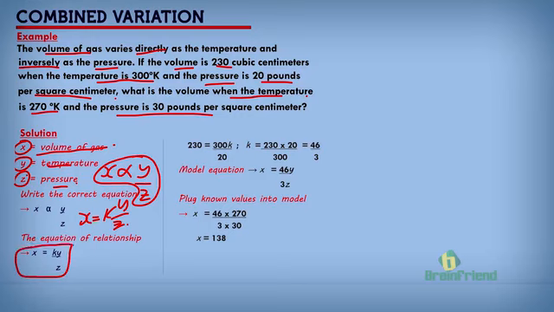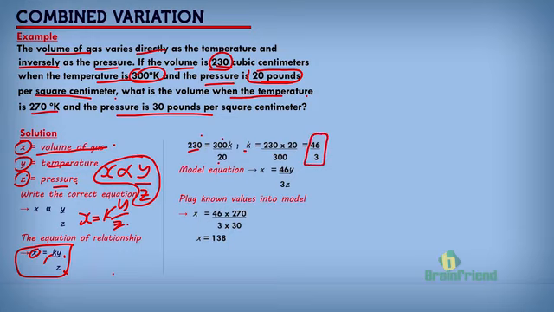Next, we try to find a value for k. And to do that, we need to impute values of x, y, and z. From our question, x, which is the volume of gas, is 230 cubic centimeters. So we plug in that value. Next, y is our temperature, 300 degrees Kelvin. We also plug in that value. And the pressure is 20 pounds. So we plug in that value. 230 is equal to 300k all over 20. k is found to be 230 times 20 all over 300. That gives us 46 over 3.